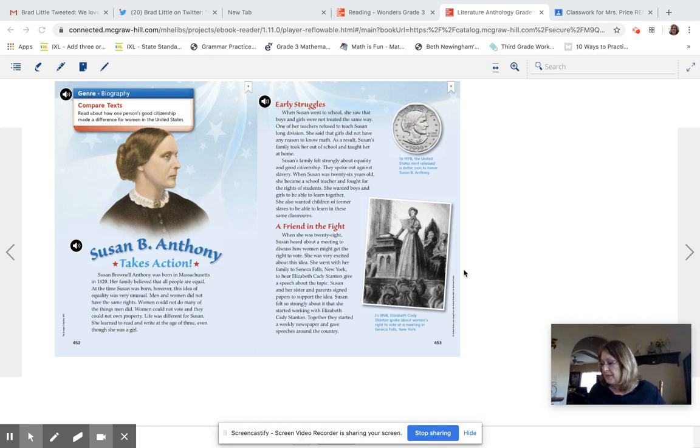Okay, so as you're reading, think about how the author uses comparisons and contrasts to show how life was different for men and women during Susan B. Anthony's time. So this is another story about women earning or getting the right to vote, the same as the Elizabeth story that we read yesterday.